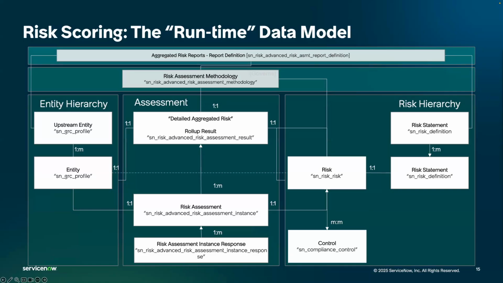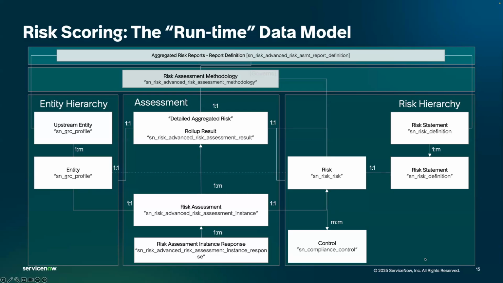The center, the roll-up results, is where aggregated scores live. This is your detailed aggregated risk record. It connects one to one with the risk assessment methodology at the top, one to one with the entity on the left, and one to one with the risk statement on the right. The aggregated risk reports, report definition, way up top, ties everything together neatly into a consolidated report, which fuels the risk summaries for assessments, entity hierarchy, and risk hierarchy.